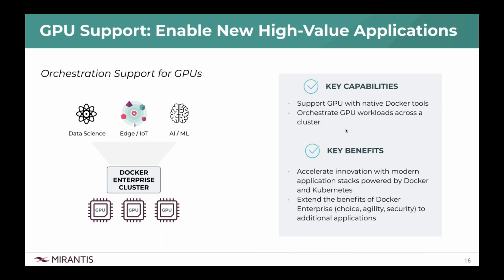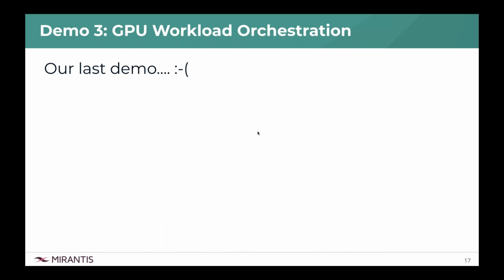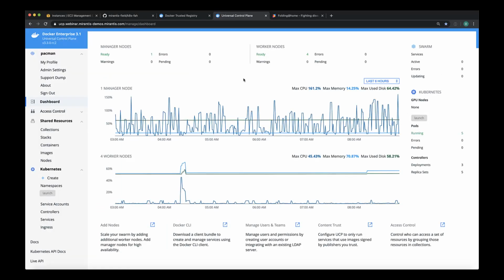So for our customers who want to easily configure and deploy data science or AI ML workloads, this next one's for you. Docker Enterprise 3.1 now features reference device plugin architecture right out of the box. So let's check this out. All right, for this last demo, I'd like to highlight the ease of orchestrating Kubernetes GPU workloads with Docker Enterprise 3.1.